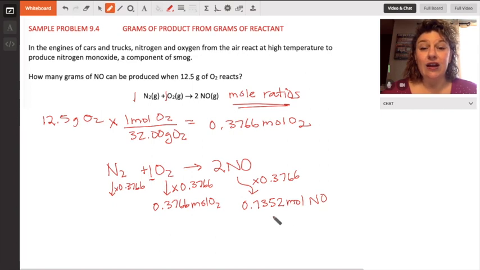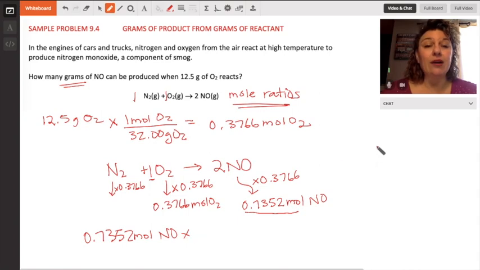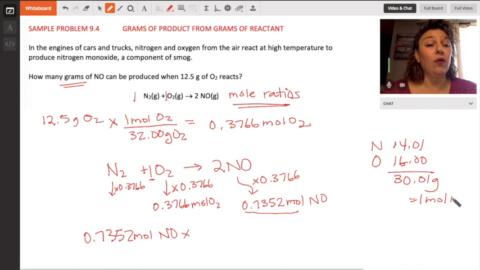Okay, so the answer here is going to be 0.7352 moles of NO are produced, but the question asks us for grams. So the question is now, how do we get moles into grams? Well, you know how to get moles into grams. You've done this before. So we do 0.7352 moles of NO, okay? And we're going to use the molar mass. Now, I'm going to write the molar mass over here. An N on the periodic table is 14.01, and an O is 16.00. So when I add those up, I get 30.01 grams. And that equals 1 mole of NO.